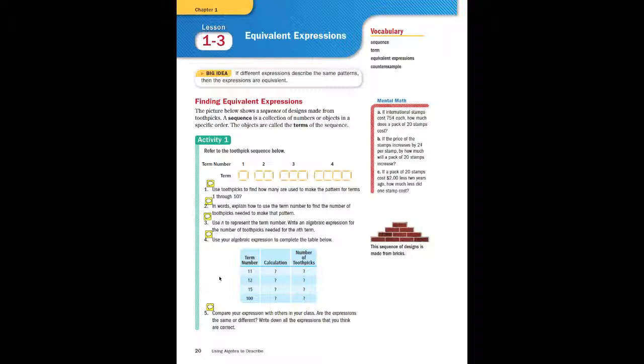Hi, welcome back, and here's the answers to that. 3 times 11 plus 1 equals 34. So in the calculation, 3 times 11 plus 1, number of toothpicks, 34. We'll do that for the rest of the table. You can see the answers there. If you need time, pause the video, write it all down, get it into your notes.